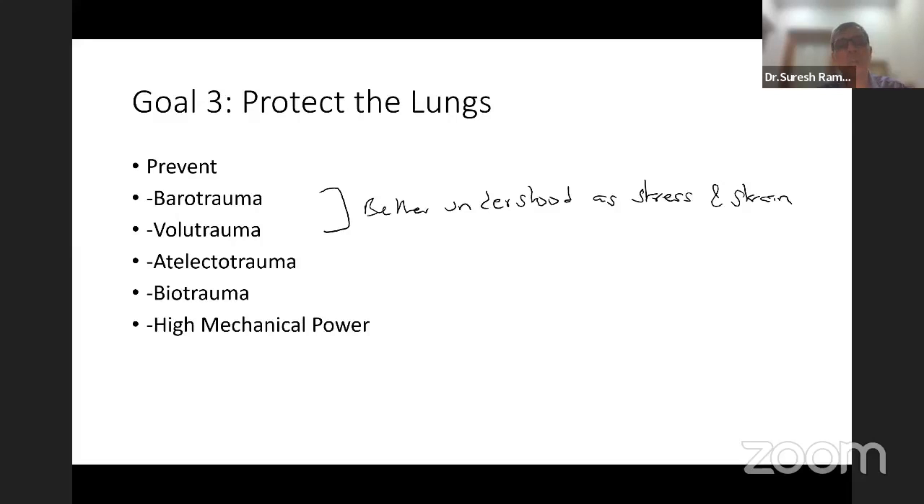And then the other concept of atelectotrauma, biotrauma, and now ergotrauma as the 5 main things which can cause harm to the patient. And so when we ventilate, we want to prevent the stress and strain to the lungs. We want to prevent atelectotrauma, and that's where PEEP comes in a lot, other than the oxygenation that we talked about. And then we talk about how to diminish this by using the concept of driving pressure. How does the concept of stress and strain translate to driving pressure?